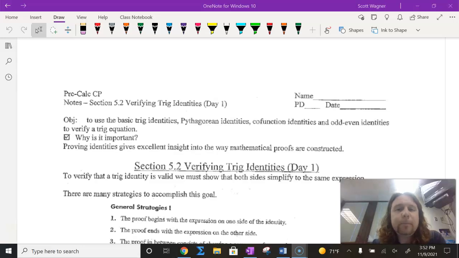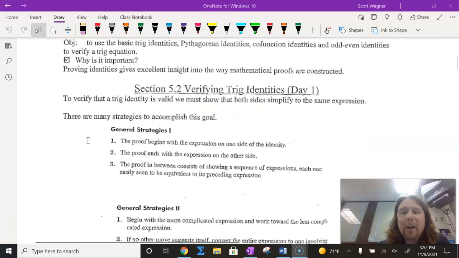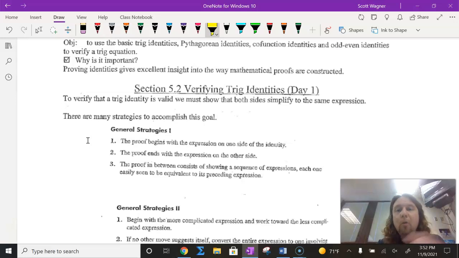All right. To verify these trig identities, this is very similar to what we've been working on over the past couple of days. There are a couple of little things that might make this easier, and a couple that might make it a little trickier. First up, to verify that a trig identity is valid, is true, you must show that both sides simplify to the same expression.